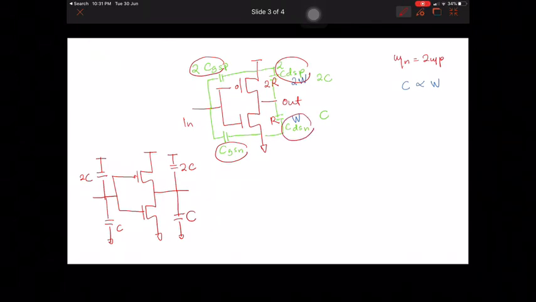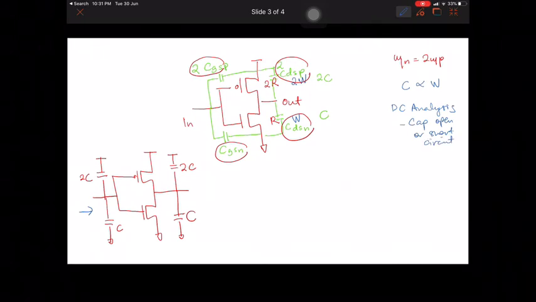Okay, so if we look from the input, in DC analysis, capacitances are either open or short circuit, so the capacitances are not active. In AC analysis, capacitances are active and you must take them into consideration. But the power rails, VDD and ground, are DC, so they act like they are the same. So you can combine them together.